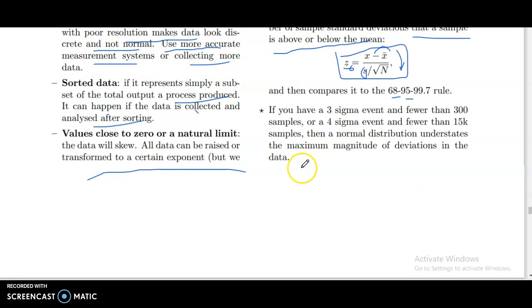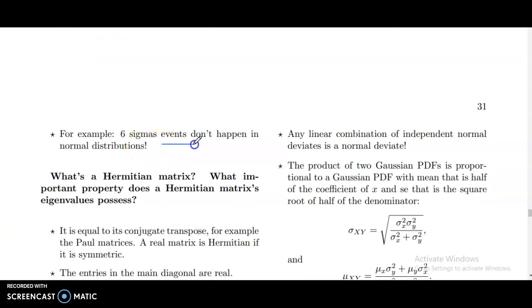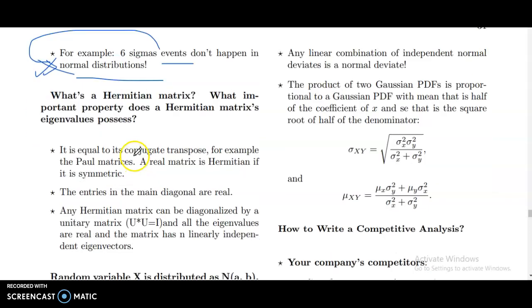If we have a 3 sigma event and fewer than 300 samples, or a 4 sigma event and fewer than 15k samples, then a normal distribution understates the maximum magnitude of the deviations in the data. For example, 6 sigma events don't happen in a normal distribution.